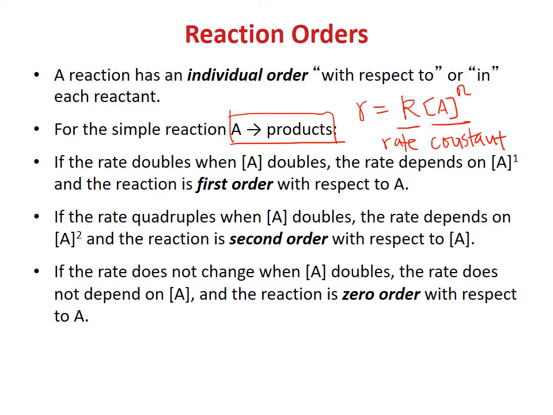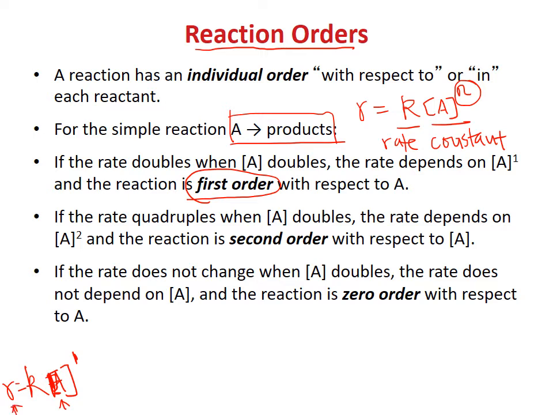A is the concentration of reactants. N is the reaction order. For some reactions, the reaction rate is K, a constant, times A raised to the first order. These reactions are called first order reactions. An important feature of a first order reaction is that when you increase the concentration twice, the reaction rate also increases twice.